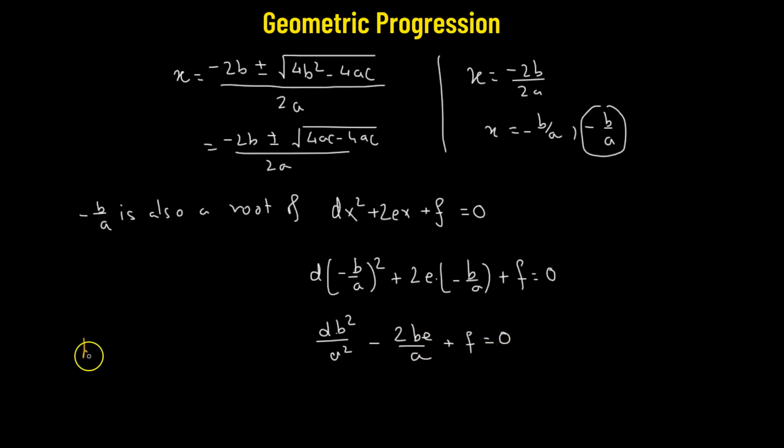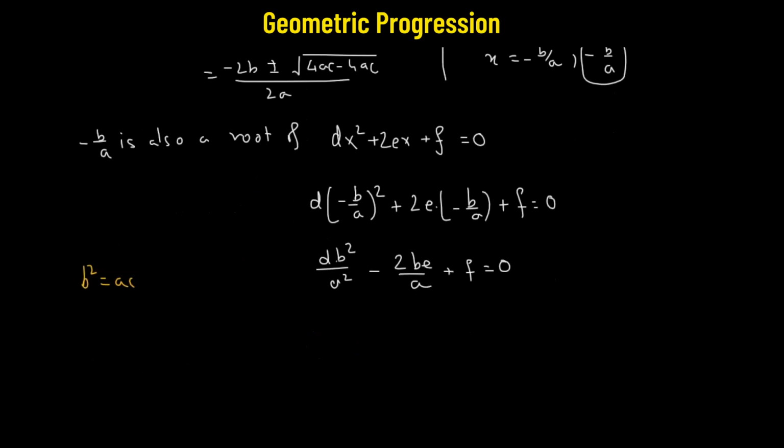Now using the fact that b squared equals ac, we will replace this value of b squared with ac, which will give us d times ac divided by a squared minus 2be over a plus f equals 0. Fine. So here a and a will get cancelled. So we are left with dc over a minus 2be over a plus f equals 0.